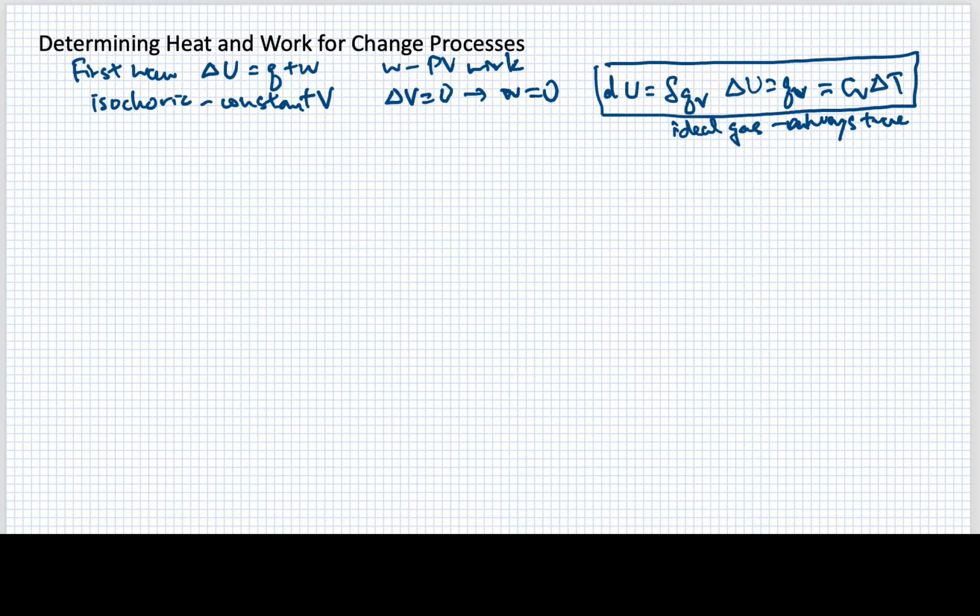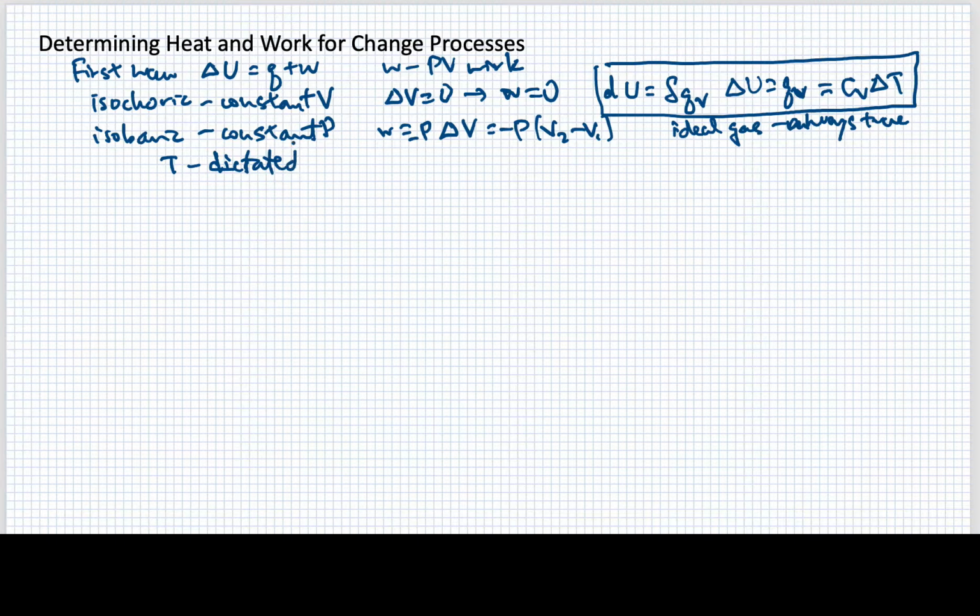All right, what about an isobaric process? Well, in that case, the thing that's being held constant is the pressure. So now we have that work is equal to pressure times the change in volume. Oops, sorry, I left out the minus sign. Don't forget the minus sign. So that might be equal to minus P times V2 minus V1. Now, the change in this particular case is going to be dictated by the equation of state.